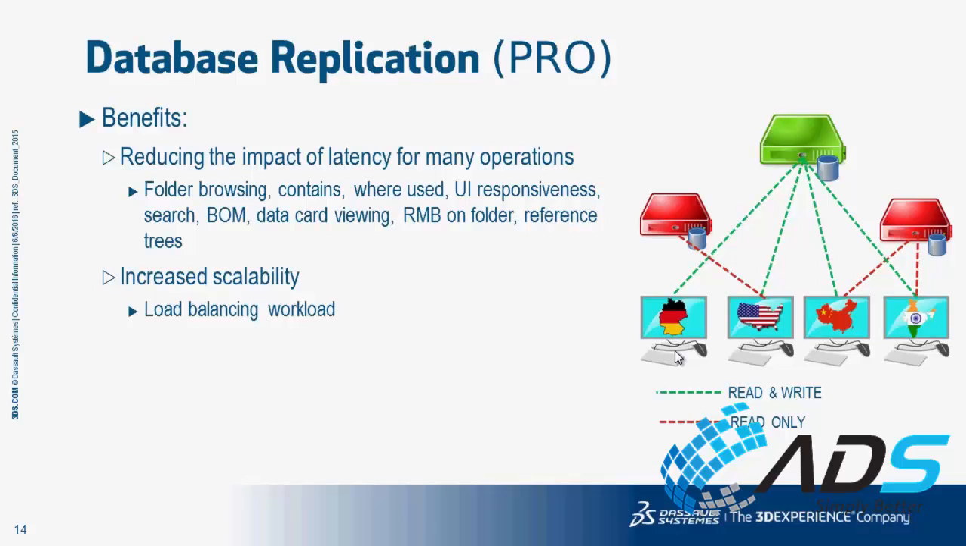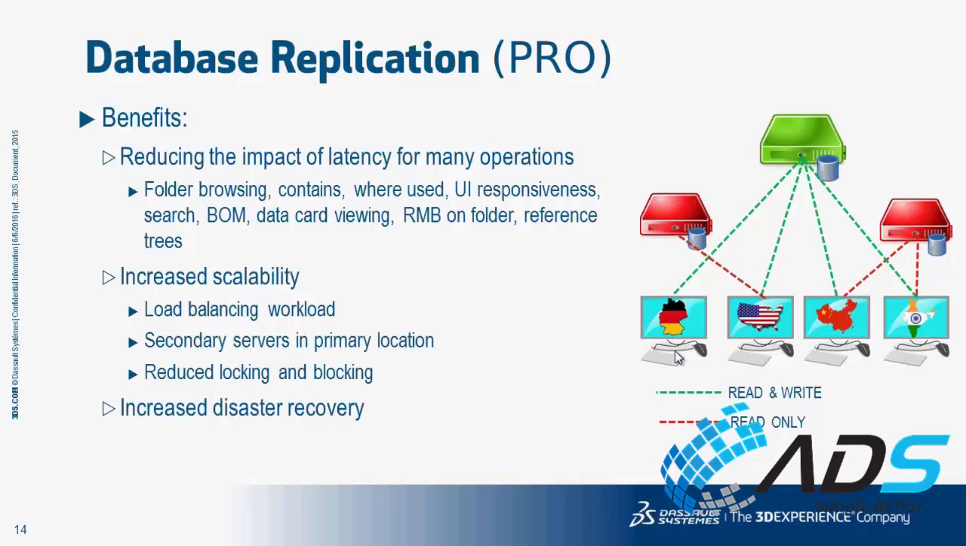It'll also work on load balancing. If there's a high usage environment with lots of users in a single location, you could also have a secondary database that could handle a lot of the read operations to offload some of the heavy usage of a single database. So that's again where you'd have secondary servers in a primary location. It'll reduce locking and blocking of tables. And increase disaster recovery, because read-only copies are full copies of the database, so that'll automatically happen if the main server does go down.